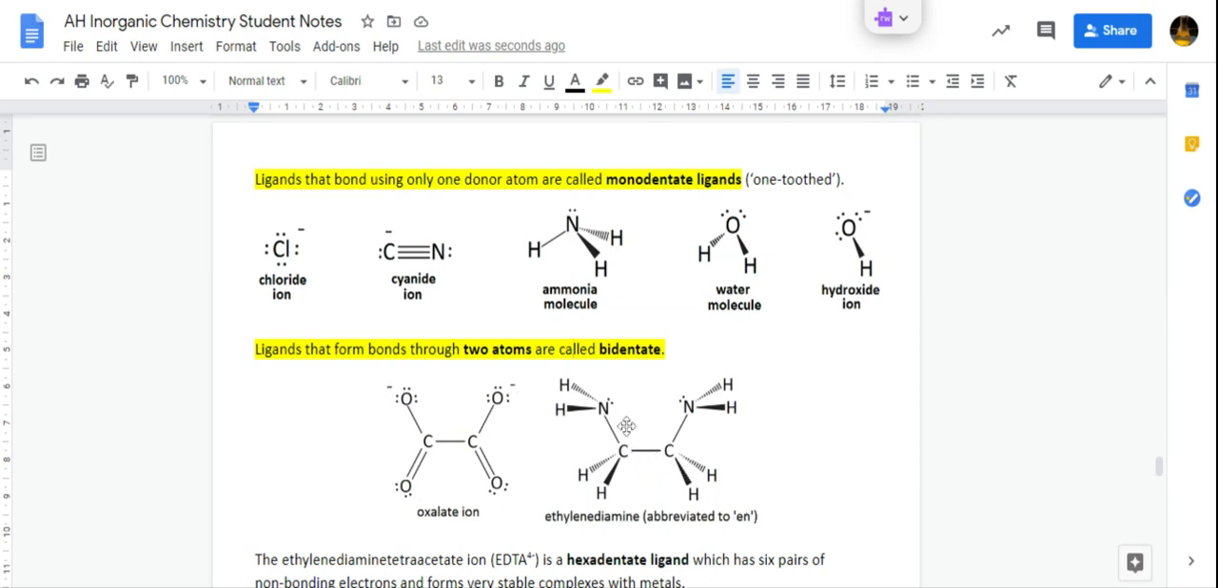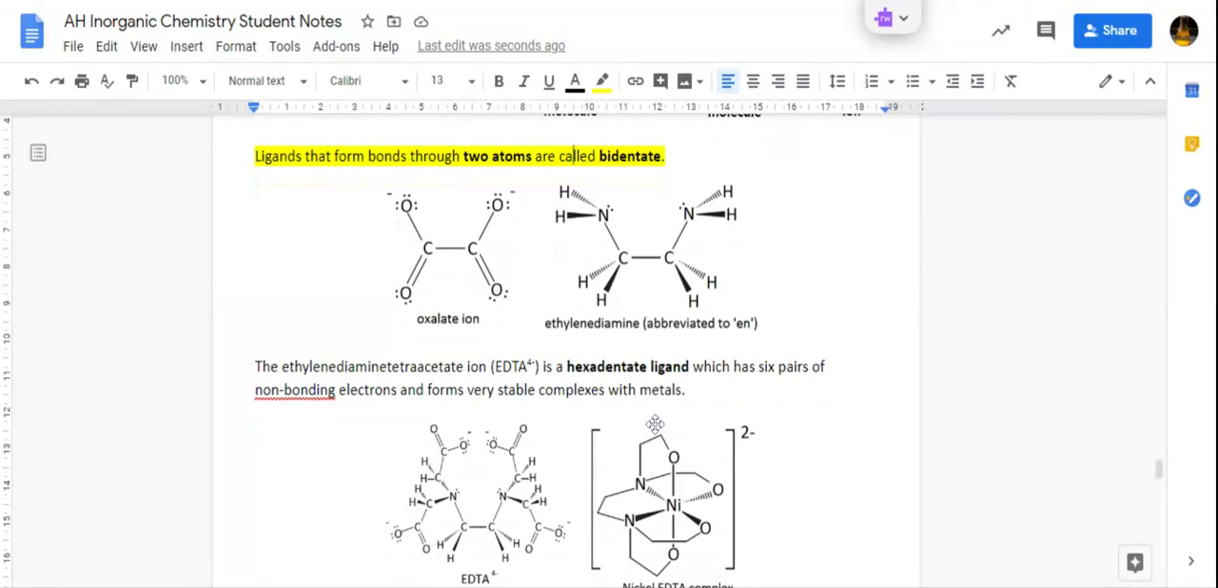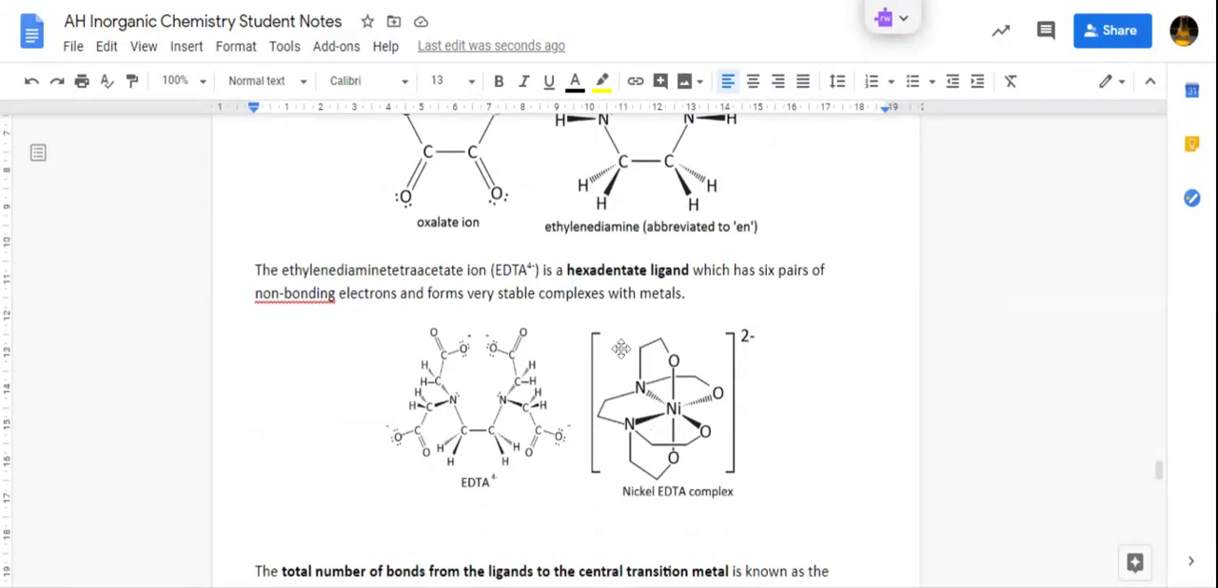En, or ethylene diamine, bonds through these two sets of non-bonding electrons on two separate nitrogen atoms. Okay, so the non-bonding electrons form a dative covalent bond with the metal from this nitrogen and to the same metal or metal ion with this nitrogen as well, so they're bidentate. The only hexadentate ligand that you're likely to meet in advanced chemistry is the ethylene diamine tetraacetate ion, which nobody calls it that. Everybody just shortens it to EDTA.